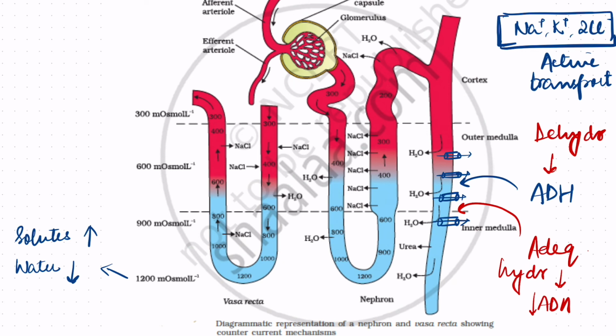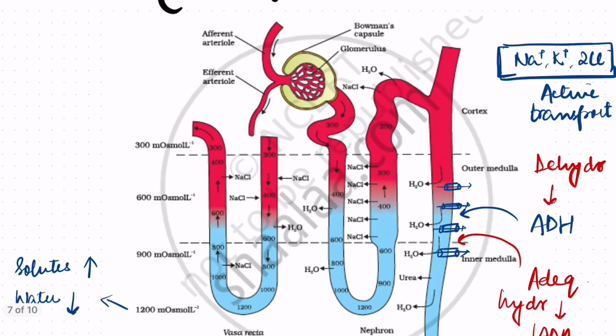So the urine can be concentrated or dilute depending on the hydration state of the person, right? So this is the countercurrent mechanism. This is the mechanism of concentration of the urine. This is very important, so let's sum it all up for your better understanding.